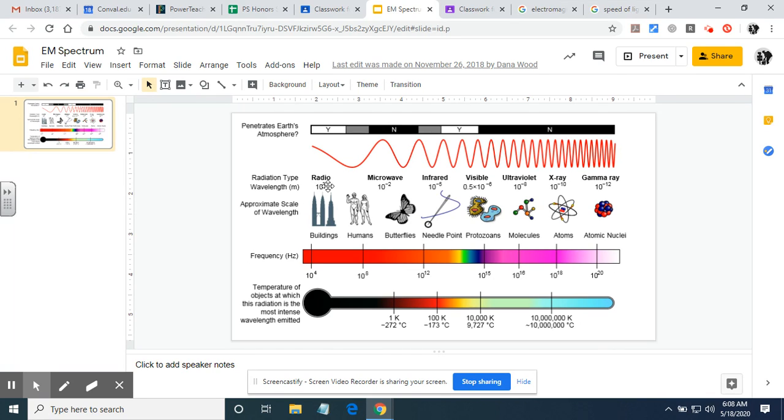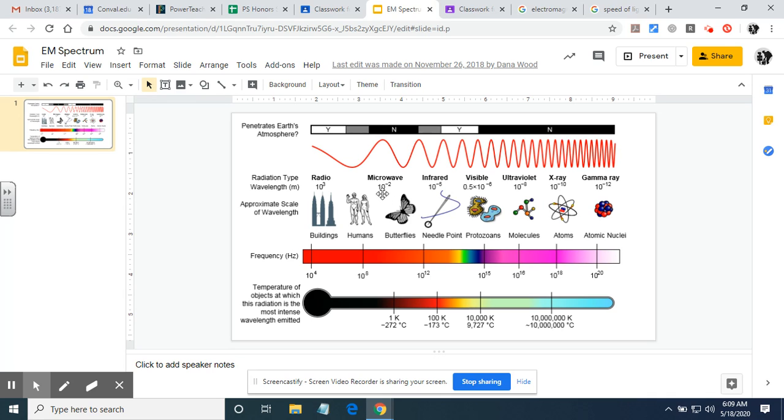Just as a reference, I'm looking at radio waves right here. This confuses some students, or has in the past. This is just showing the scale of how long the waves are. A single radio wave, which is 10 to the third meters in wavelength, that's 1,000 meters. That's taller than many buildings.